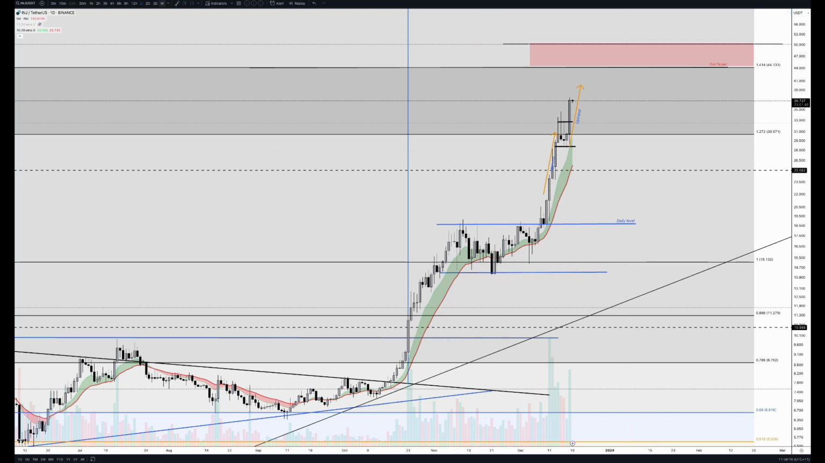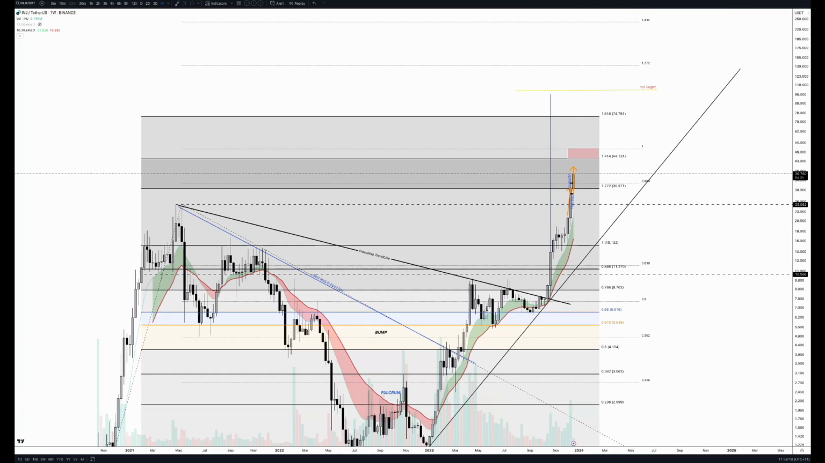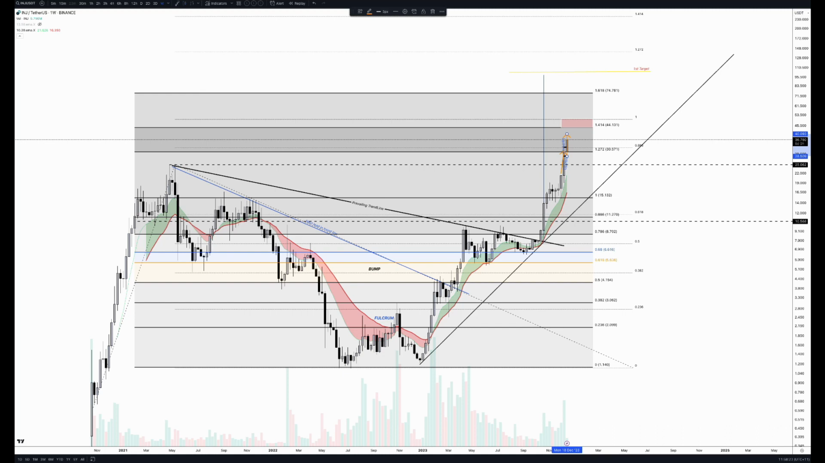it finds a level. Now looking at this bigger picture, let's look at the weekly. What can I explain? Well, I'll explain this. We have the bump and run structure. We had a fulcrum. When price dropped, it had a fulcrum bottom and then a breakout, and it roughly met its level.